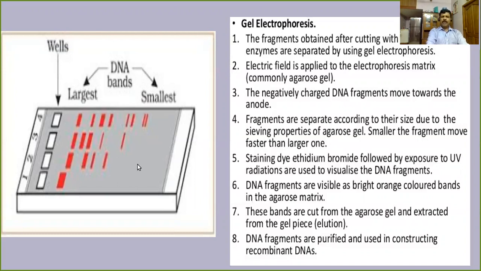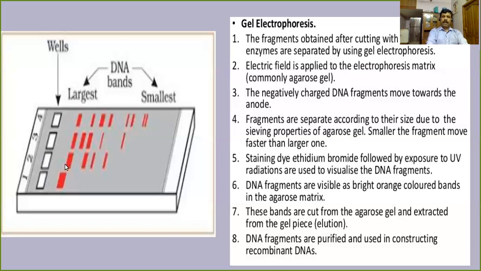What is the meaning of matrix over here? One of the most commonly used substances for the matrix is agarose gel. Agarose gel is a natural polymer extracted from seaweeds. In this step, first of all, we have to load all these DNA fragments in the wells to be separated.